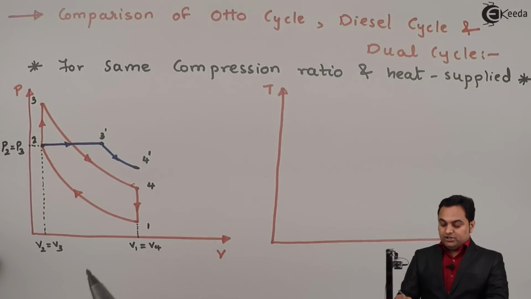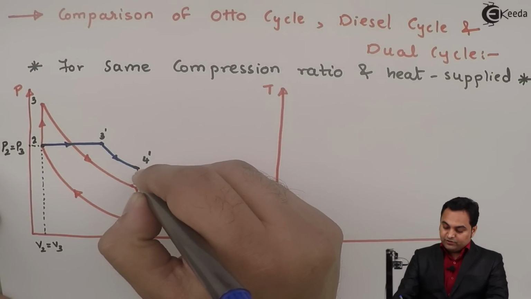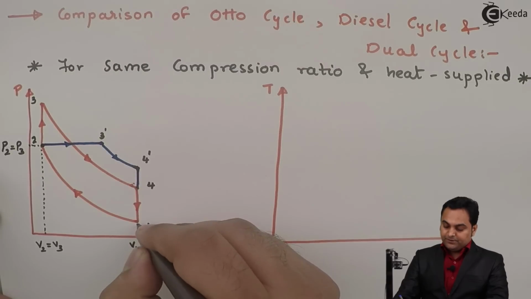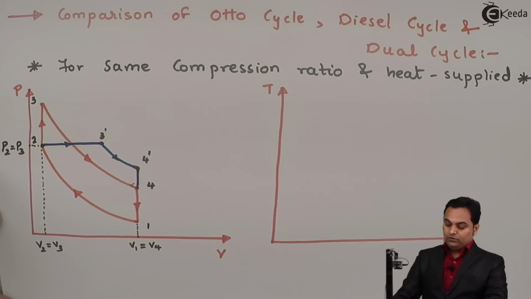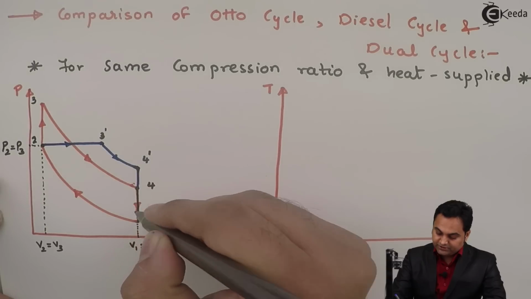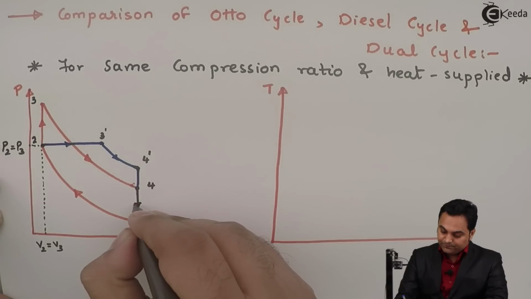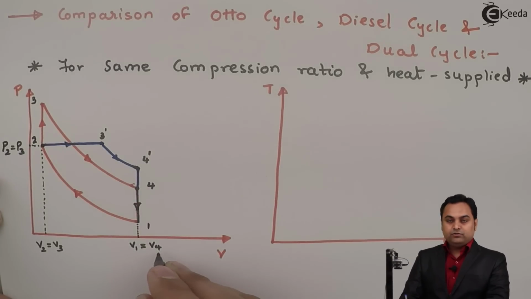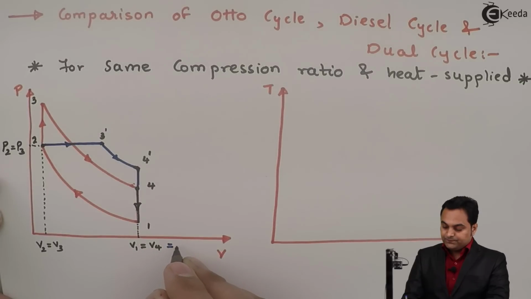Next, here after the expansion we have heat rejection. Even in case of diesel cycle, the heat is rejected at constant volume, so it will be rejected from 4 dash up to point number 1. So here we can say that from 4 to 1 the heat will be rejected for diesel cycle, and even here I can say that V1 is equal to V4 is equal to V4 dash.